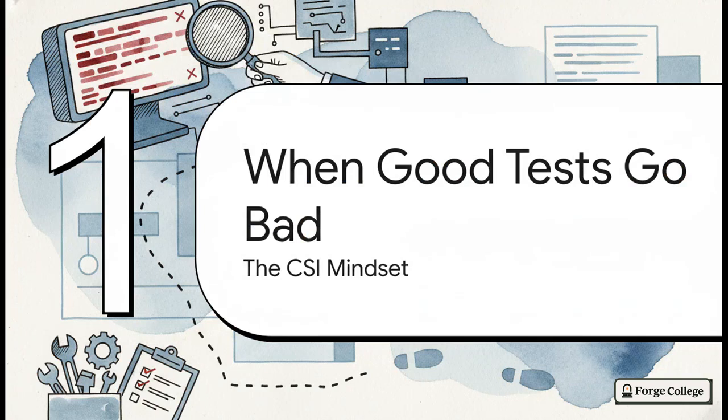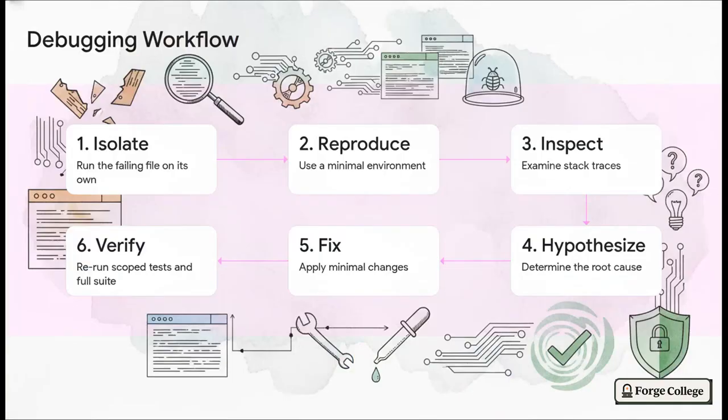All right, section 1. When good tests go bad. Picture this. You run your Hardhat test suite, and suddenly, your terminal lights up with just a massive wall of red failure. Your heart sinks, right? But listen, when you see a failing test, panic is just not an option. Today, we're adopting the mindset of a lead systems engineer. A failing test isn't a disaster. It's honestly just a precise mechanical failure waiting to be investigated.